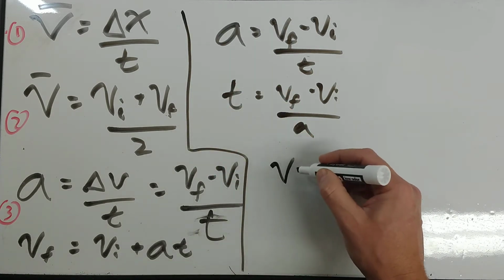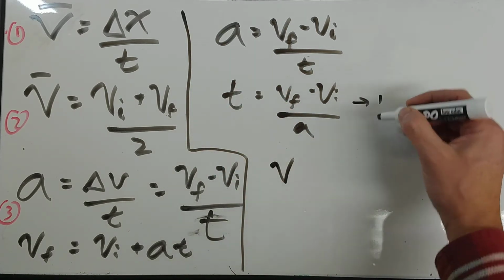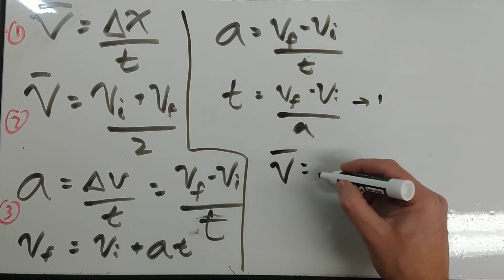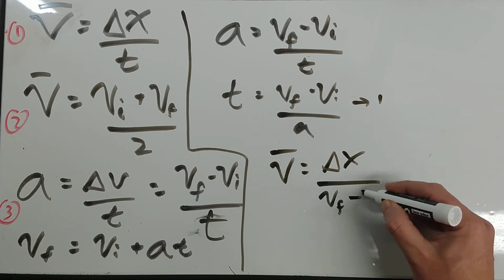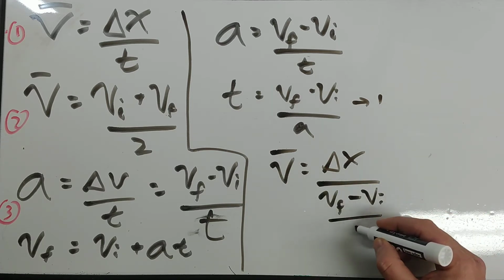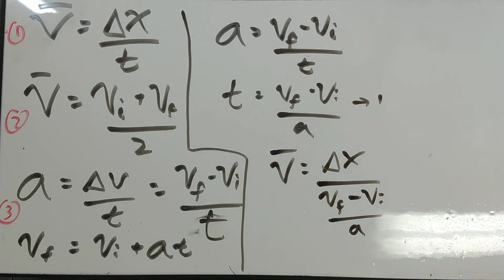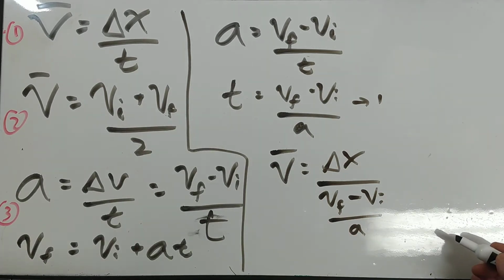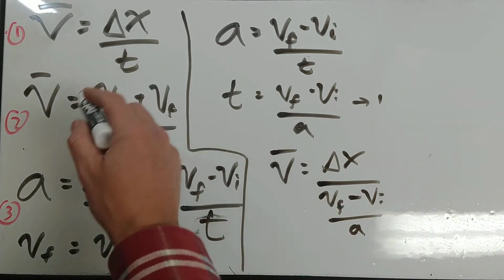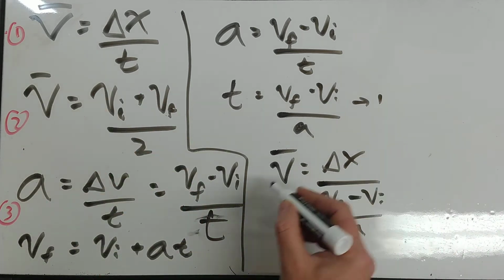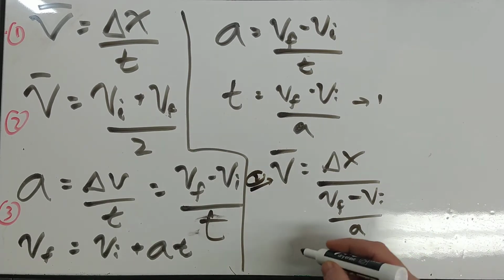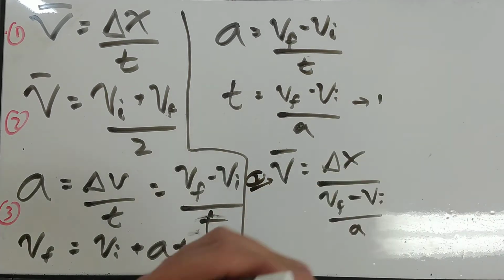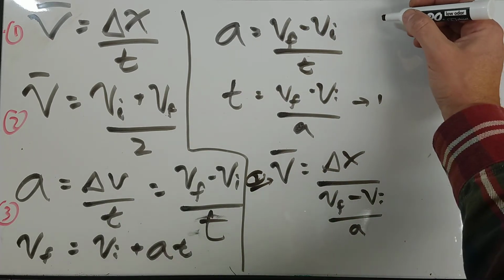And then I'm going to plug this into this equation, so I get v average. So this is, put this into equation 1 now. We get v average equals delta x over v final minus v initial over a. Okay, this is where we're at so far. All right, so now I'm going to take equation 2, I'm going to plug equation 2 in here. All right, I'm going to write this up here now.